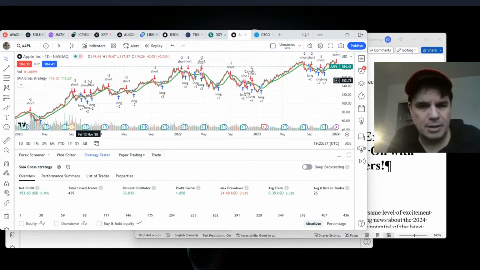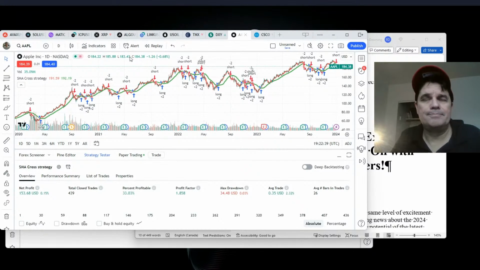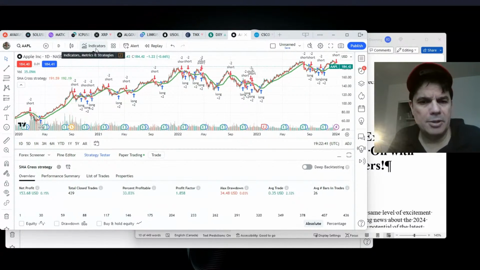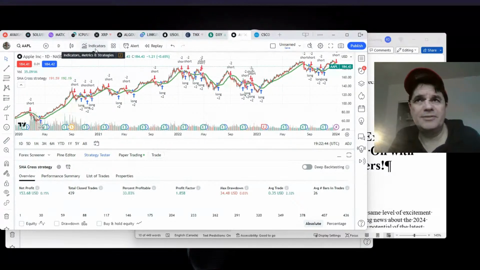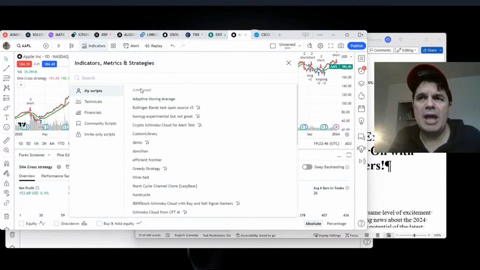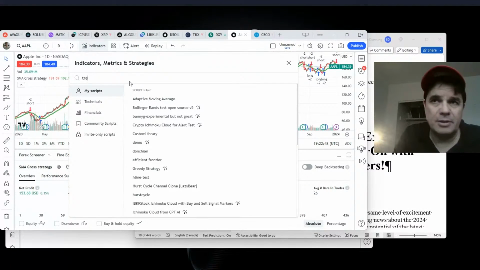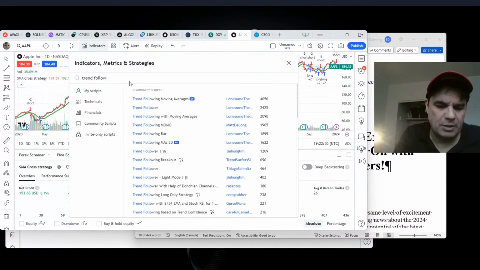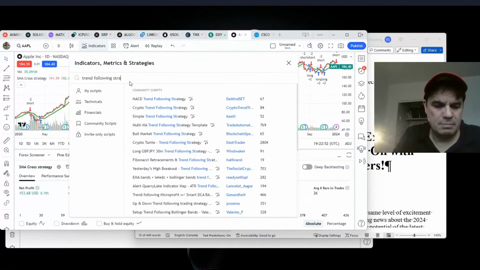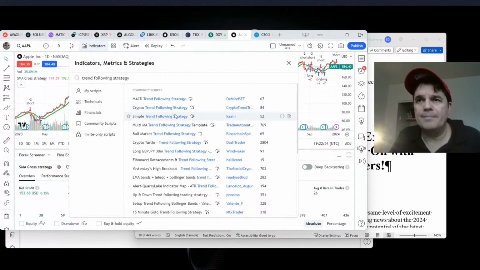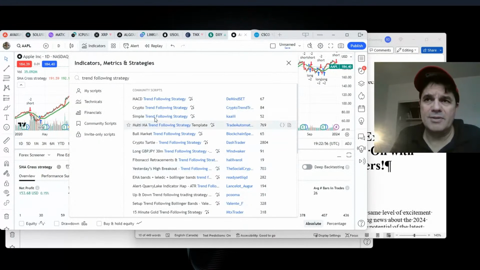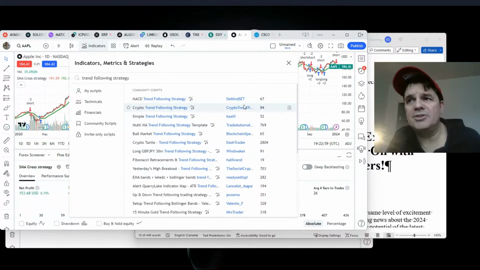So let's just take a look at trend following right now, just as an example, a trend following strategy. So now with that in mind, we have a couple of ways to look at that. We can just put in trend following strategy. Okay, I'm just going to pick a random one. So we've got different ones. We've got a MACD trend following strategy.